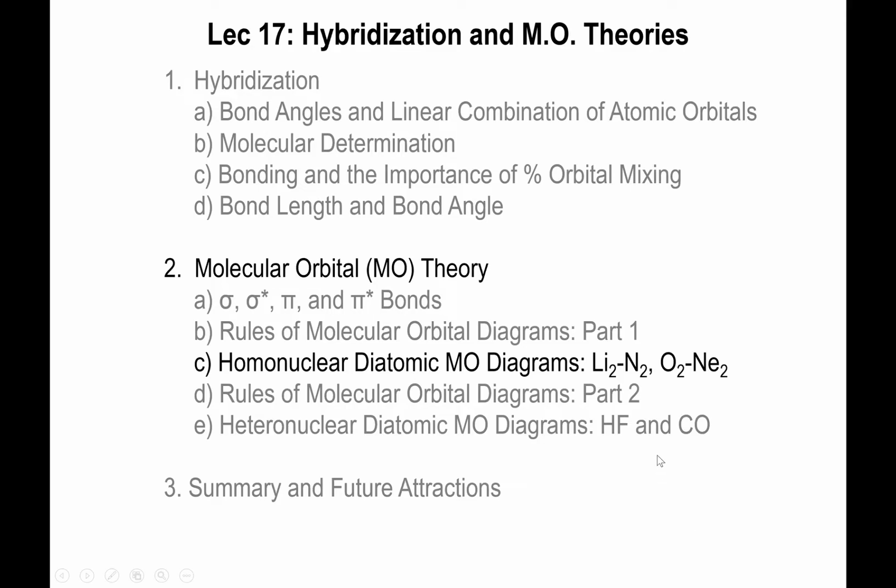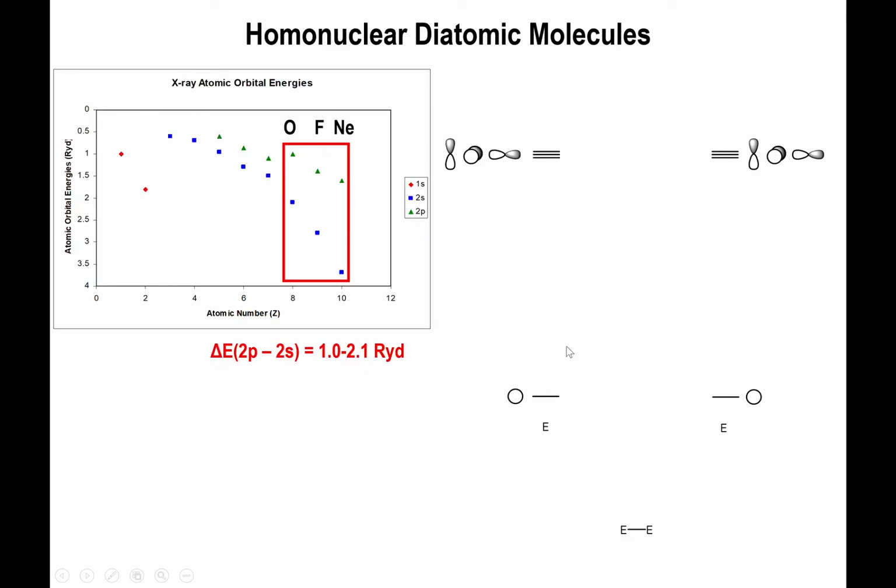Okay, let's talk about homonuclear diatomic molecular orbital diagrams. We're going to start with the oxygen, fluorine, neon framework. The reason is that the separation in energy between the 2s and the 2p orbitals is quite vast, enough that the similarity in energy is almost not even there. That basically means that whatever is happening down here in the diagram is completely irrespective of what's happening up here in the diagram.